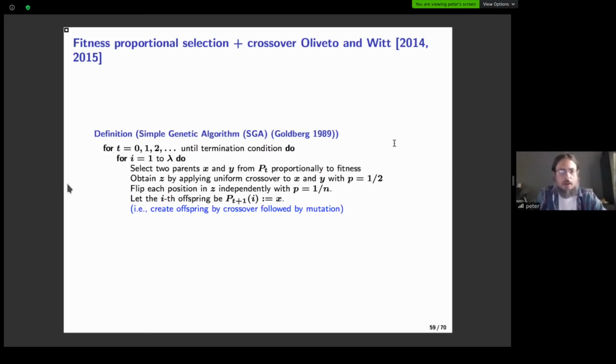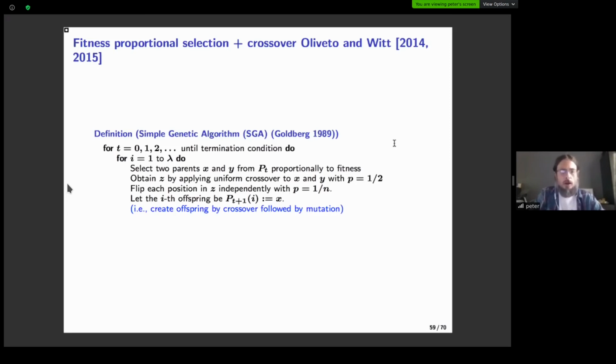As a proof of concept, we will analyze the standard simple genetic algorithm from Goldberg's book that uses fitness proportional selection. It is well understood that fitness proportional selection has problems for evolutionary algorithms. When individuals have very similar fitness, the selection operator struggles to distinguish between the best ones and the worst ones.